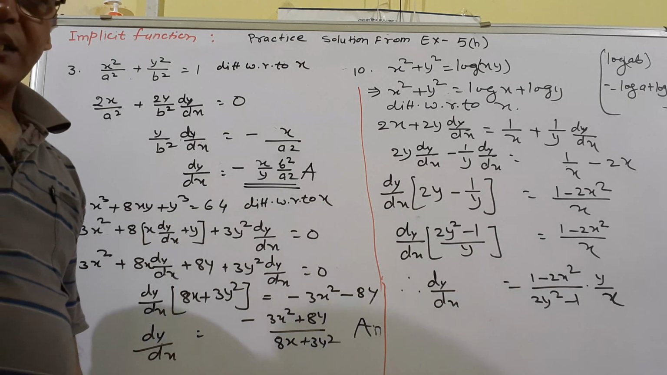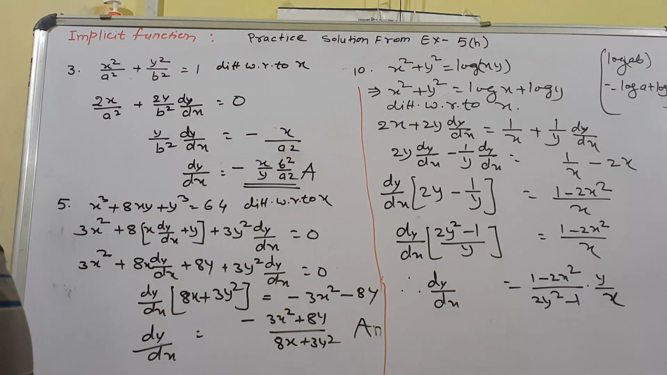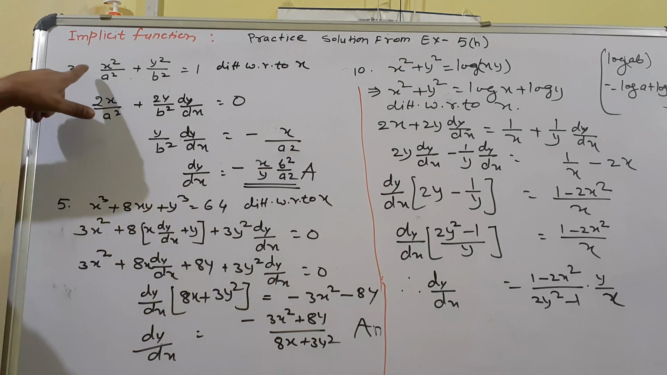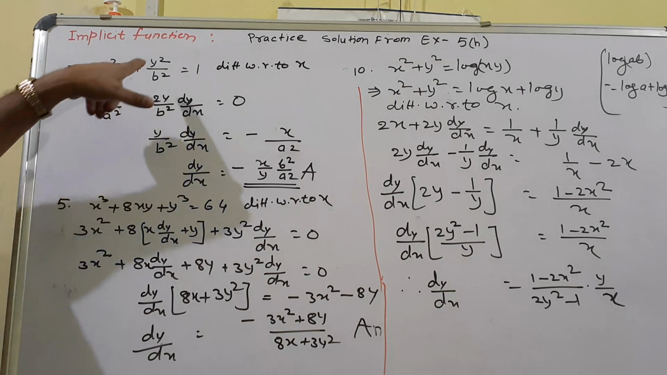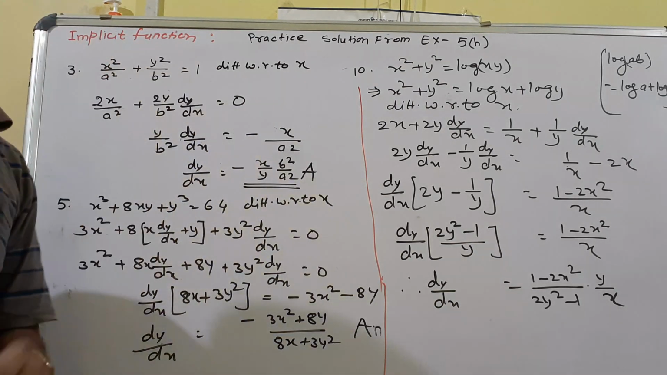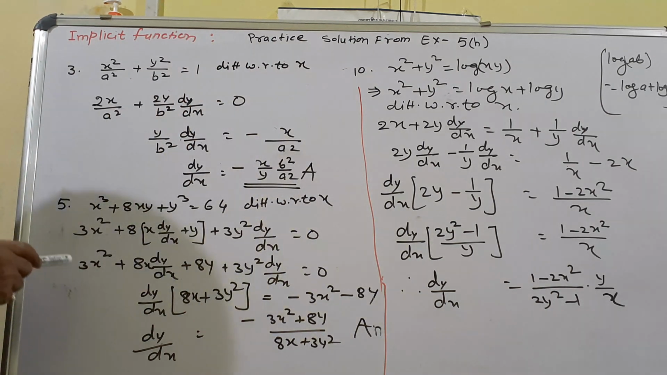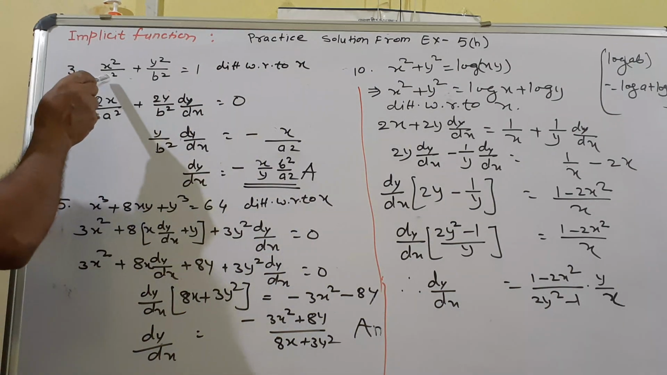I am giving you practice from exercise 5H. Some important questions, just see. Question number 3 says that x squared by a squared plus y squared by b squared is equal to 1. Differentiate with respect to x. When you differentiate, this is a constant term.